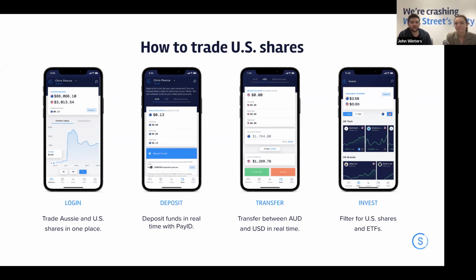You can transfer to US dollars in real time. So you could transfer whatever amount you have put into your Superhero account in Aussie dollars into US dollars. Yeah. And you can place a trade to buy Apple or Tesla or whatever company you want in the US. So it's probably going to take you maybe 5 minutes. So from going from nowhere, you can be investing in the US market within just a few minutes.